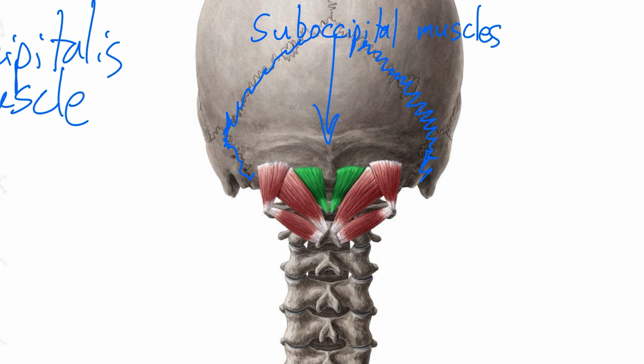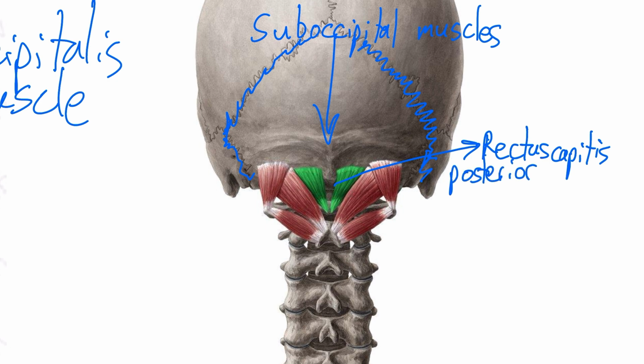But unfortunately, they have their own names. So first, let's go over this guy here. It's bilateral. And this will be called the rectus capitis posterior minor muscle. Now let's break it down.